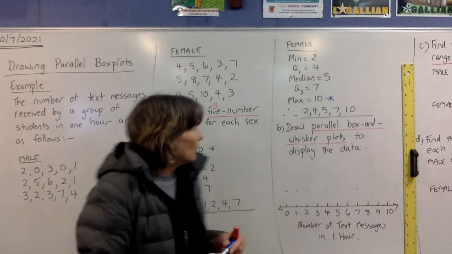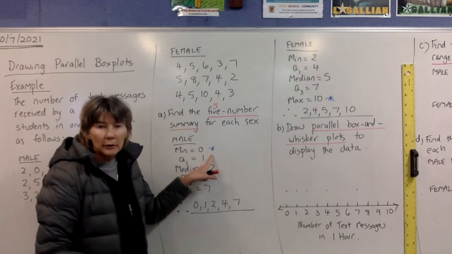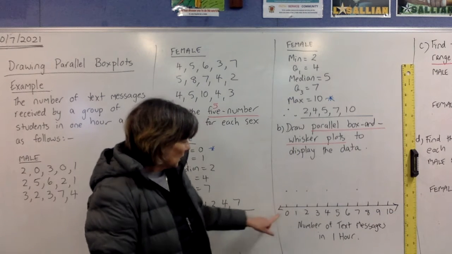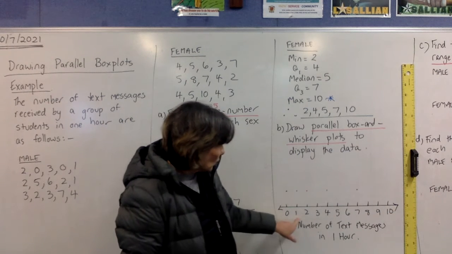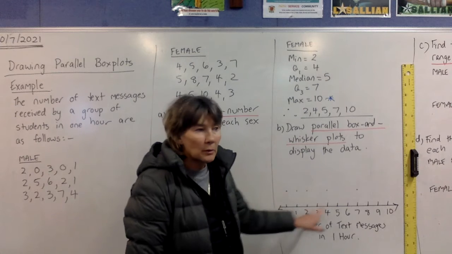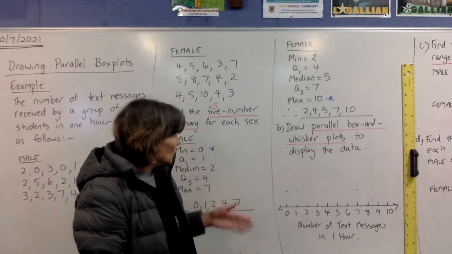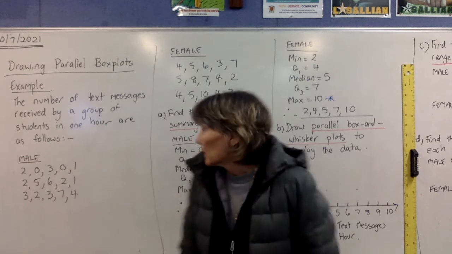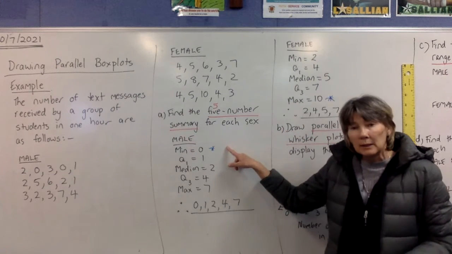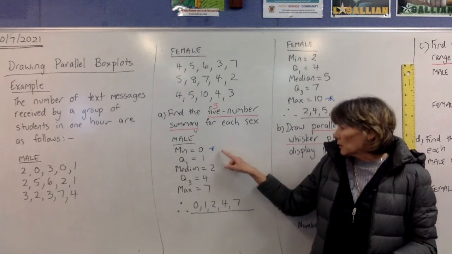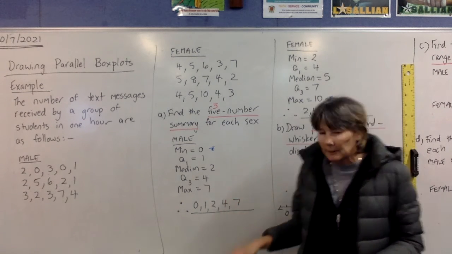So we know that we've got to set up a scale from 0 through to 10. So that's what I've done here. You get your ruler, rule it up and make sure it's all measured out properly from 0 through to 10. Then the next thing you do is just do the box plots one at a time. So we're going to look at the male numbers here. So we want to put these numbers, just mark dots for them, 0, 1, 2, 4 and 7.